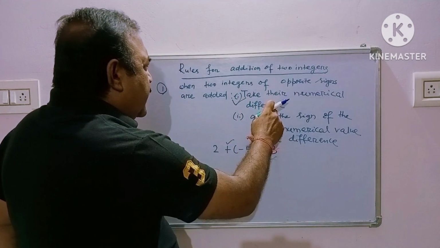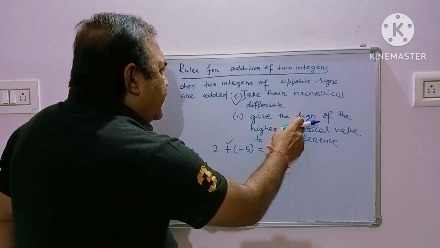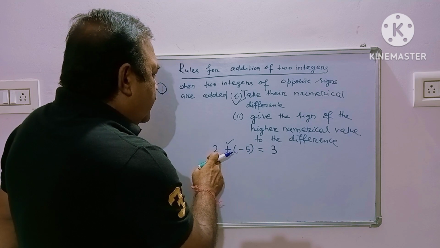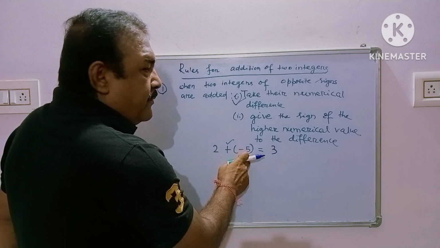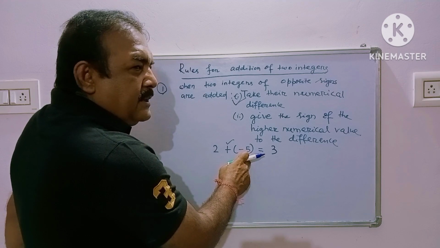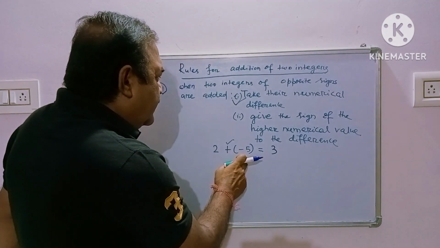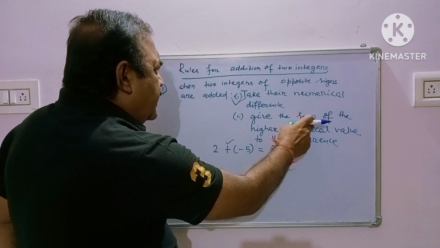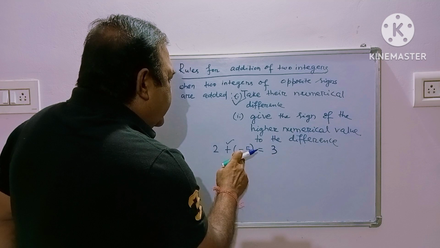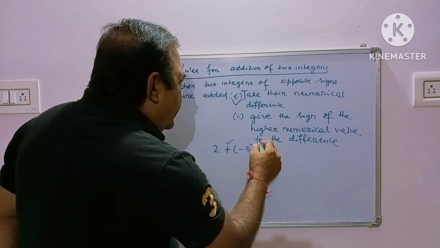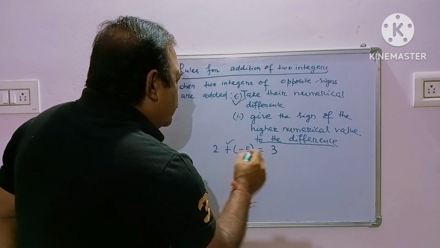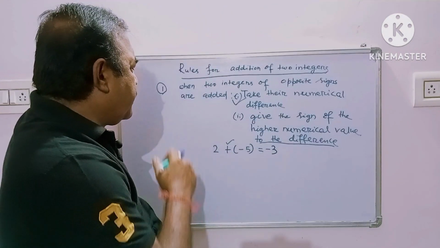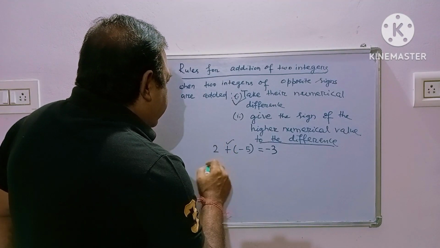Because we took their numerical difference and give the sign of the higher numerical value. You see, 5 and 2. Out of 2 and 5, which number has the higher numerical value? 5. But the negative sign is with the 5. So give the sign of the higher numerical value. Sign is minus. To the difference. Difference is 3. So you will have to give minus. So this is most important.